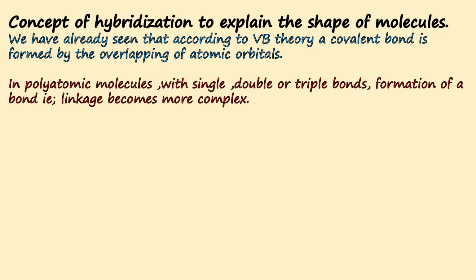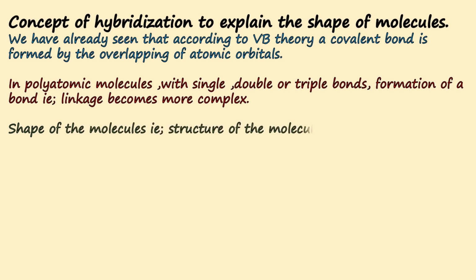The molecule may be homonuclear or heteronuclear. What is the meaning of homonuclear? That is atoms of the same element. Heteronuclear means atoms of different elements. The complexity of linkage in polyatomic molecules is because we have to discuss the shape of molecules as well. In the case of diatomic molecules, there are only two atoms and the shape of the molecule does not become a problem. They are all linear molecules.